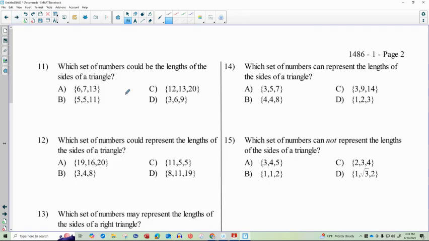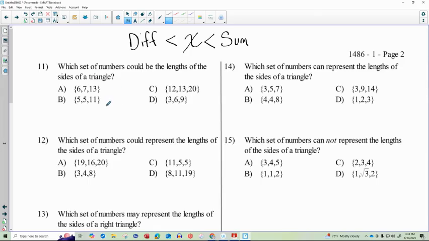Questions 11, 12, 14, and 15 have to do with the third side. So let's just say X is our third side. Something that's true about the third side of any triangle, if you know two of the sides, that third side needs to be less than the sum, so when you add the two sides that you have, but greater than the difference when you subtract those two sides. So, for example, number 11.